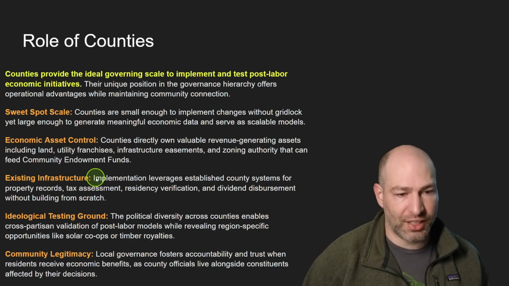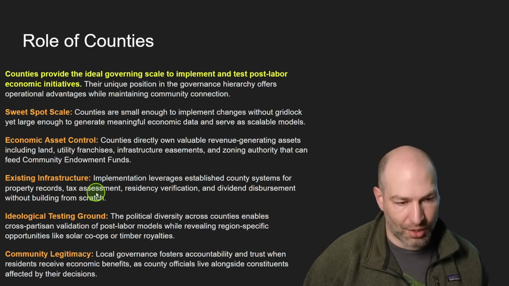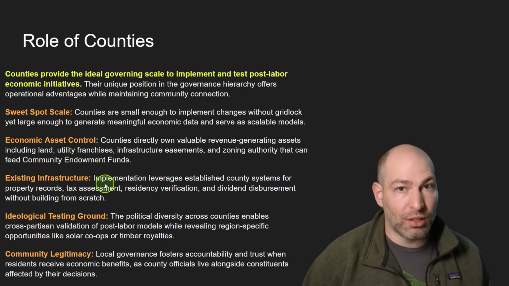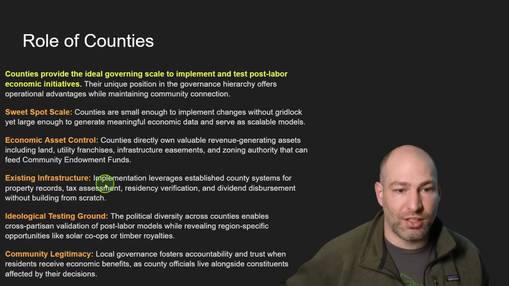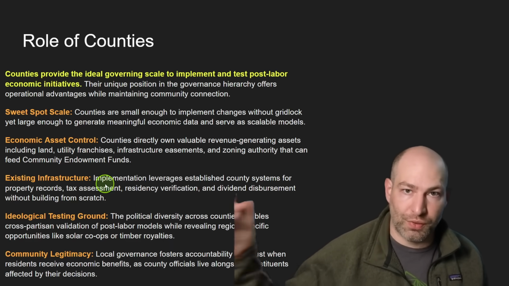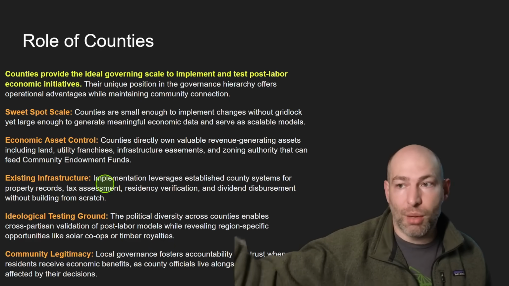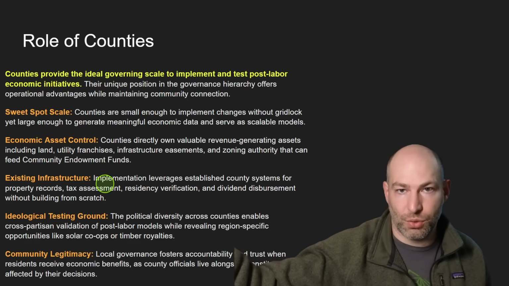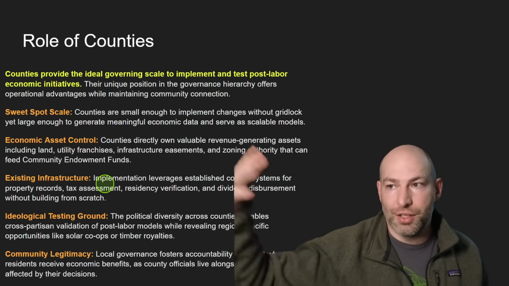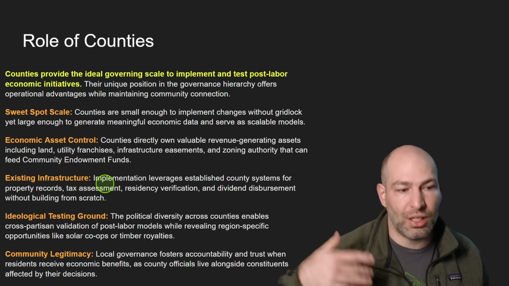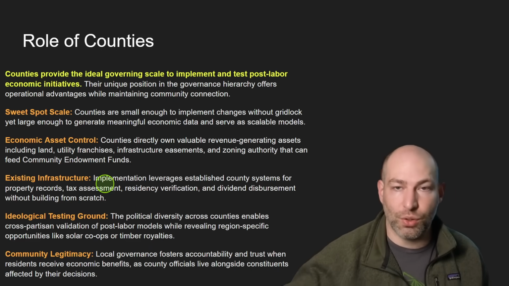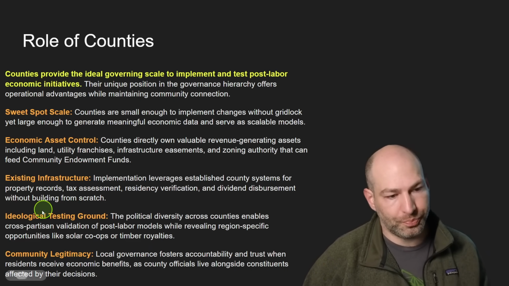Next is existing infrastructure. Implementation leverages established county systems for property records, tax assessment, residency verification, and dividend disbursement without building from scratch. So rather than trying to reinvent the wheel, we can just start with counties that already exist, and we can empower counties with some more of these economic tools, meaning that, in a post-labor economy, some of your residual income is going to be coming directly from the county, some from the state, some from the federal government, and other voluntary choices like who you bank with, and so on and so forth.